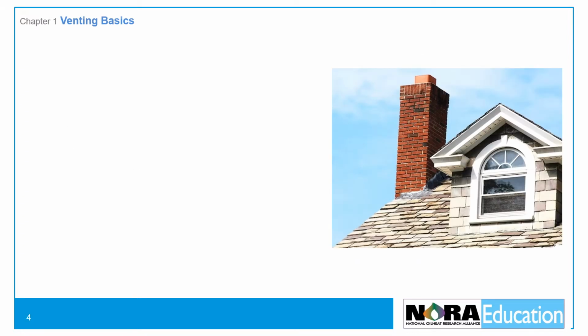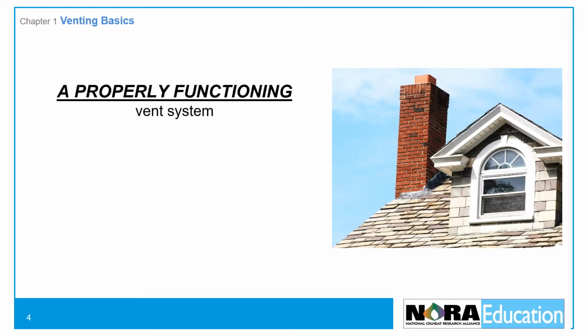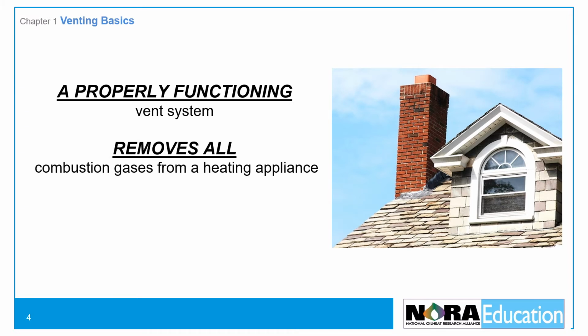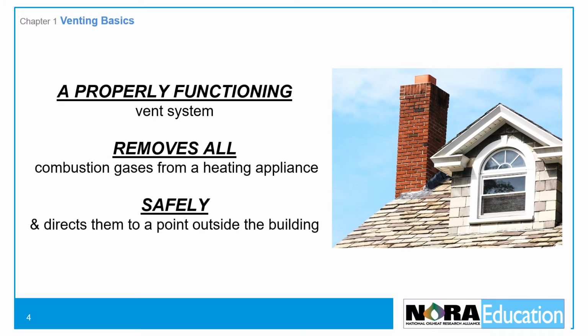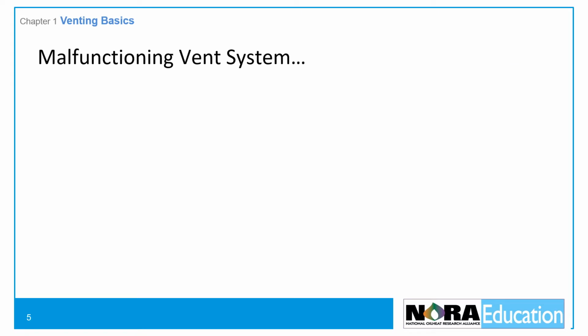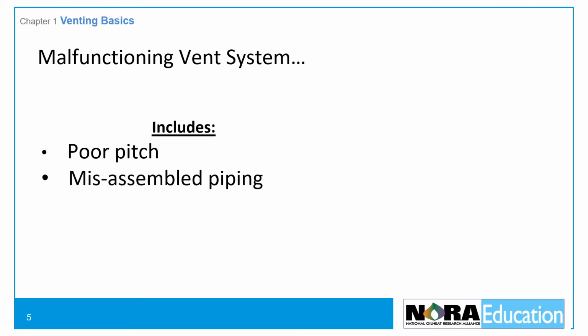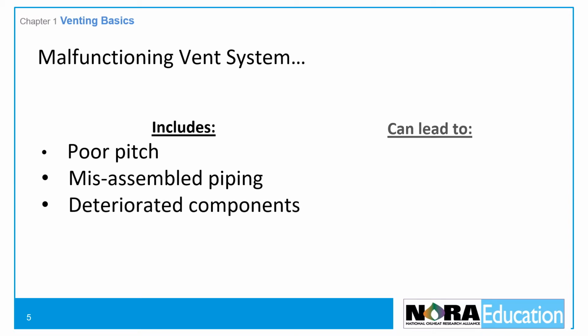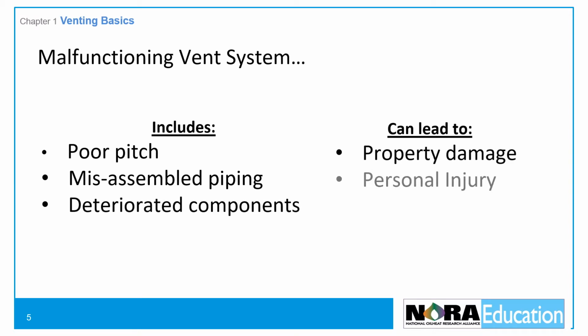A properly functioning venting system of an oil-burning appliance removes all of the combustion gases from the appliance and safely directs them to a point outside the building. The proper venting of combustion gases is an extremely important function, one which relies on the performance of the entire venting system. The consequences of malfunctioning venting systems, such as improperly pitched or improperly assembled flue pipes and/or a deteriorating chimney, could lead to property damage, personal injury, and even death.